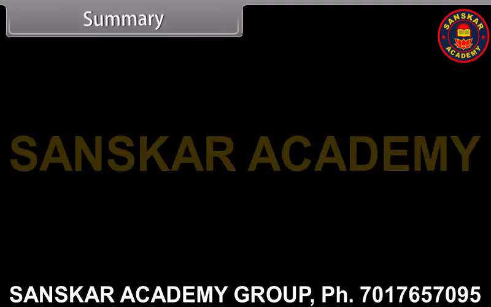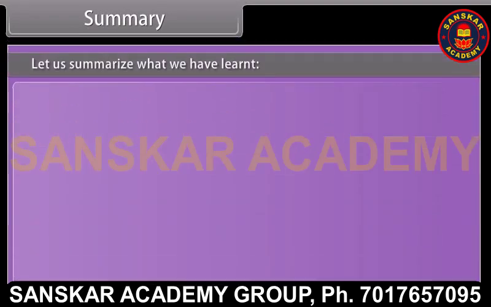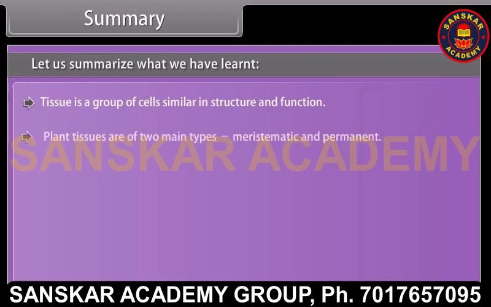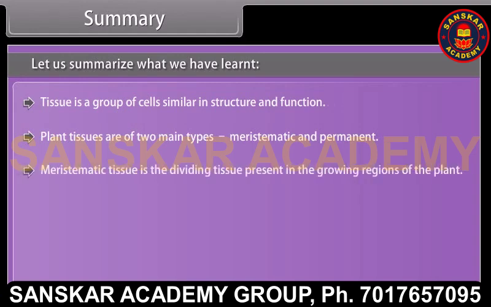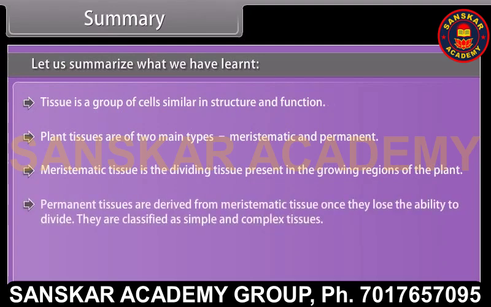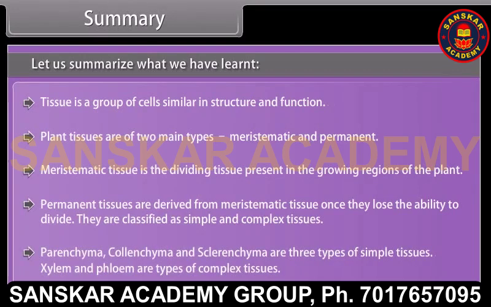Summary. Let us summarize what we have learned. Tissue is a group of cells similar in structure and function. Plant tissues are of two main types, meristematic and permanent. Meristematic tissue is the dividing tissue present in the growing regions of the plant. Permanent tissues are derived from meristematic tissue once they lose the ability to divide. They are classified as simple and complex tissues. Parenchyma, collenchyma, and sclerenchyma are three types of simple tissues. Xylem and phloem are types of complex tissues.